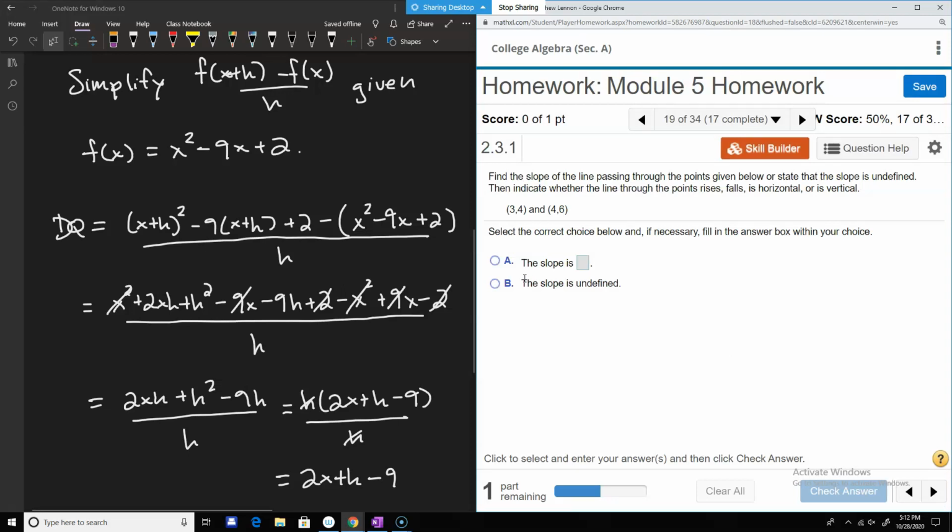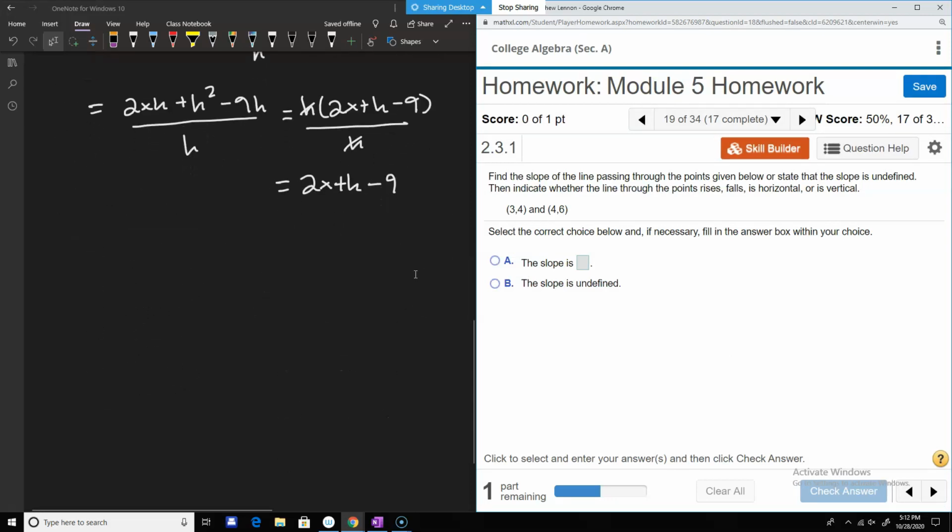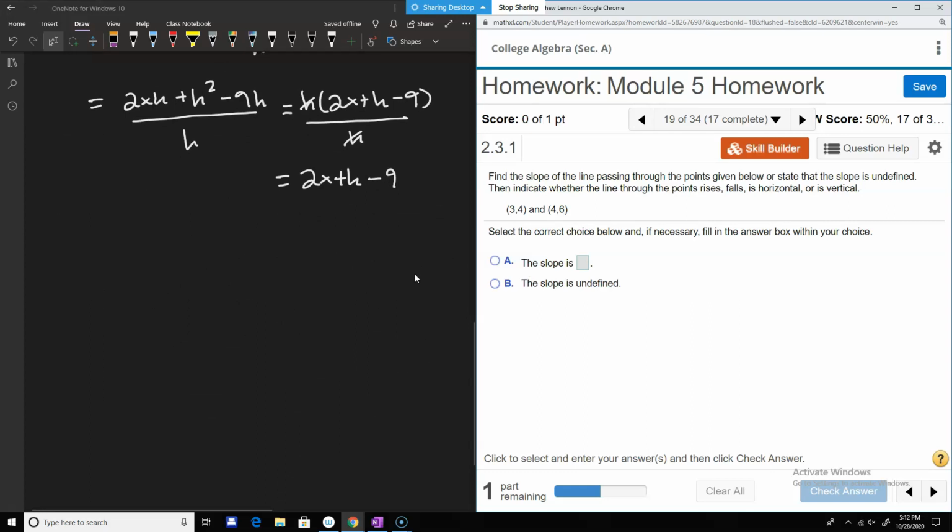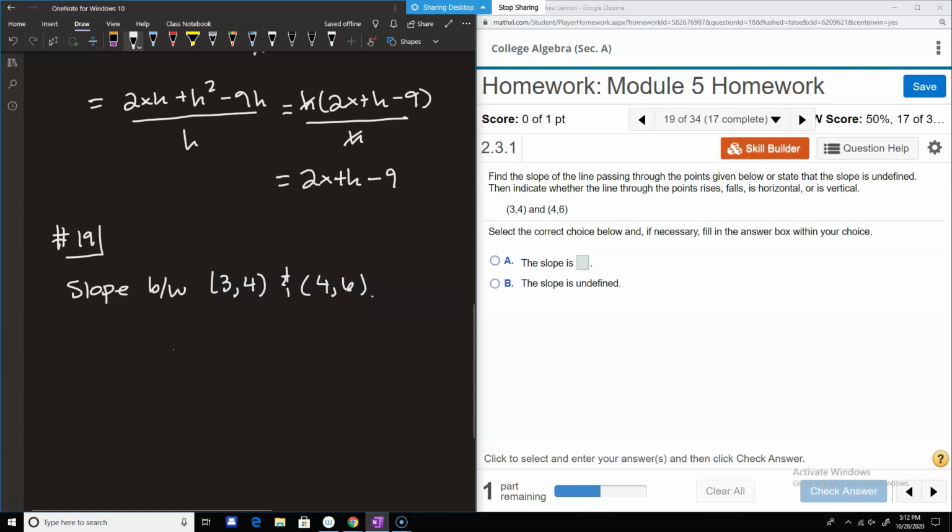Okay, find the slope through the 2 points. Pretty easy here, just slope formula. So number 19, slope between 3, 4 and 4, 6.